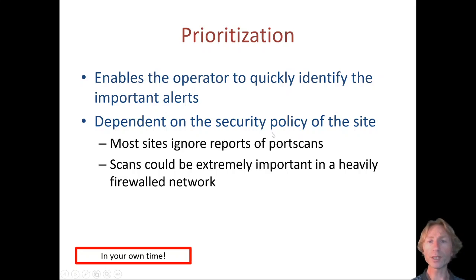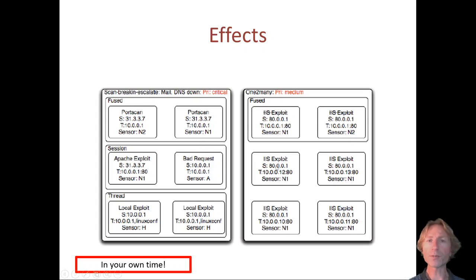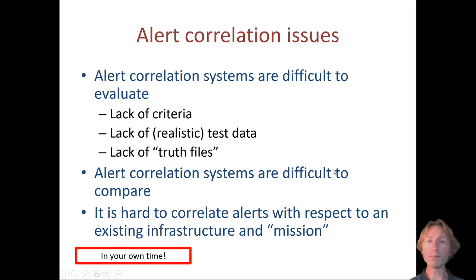But for instance, you can ignore perhaps the less immediate threats, the port scans. So we got something like this. This might be considered critical, and this might be just a medium. Now, correlation is actually quite complicated. It's difficult because you have a shortage of criteria, shortage of realistic test data, shortage of truth files. Comparisons are always complicated. It's really hard to correlate alerts with respect to infrastructure emission.